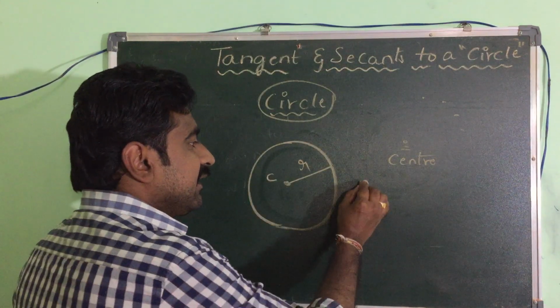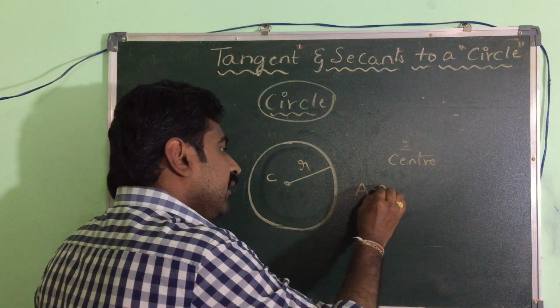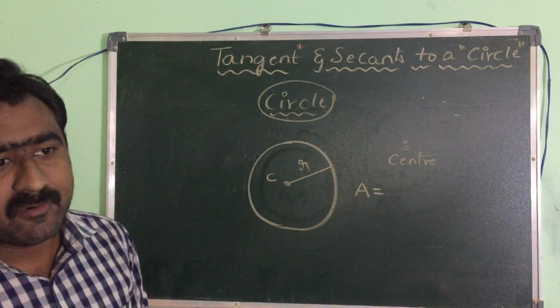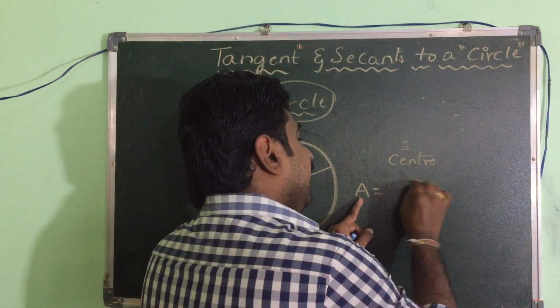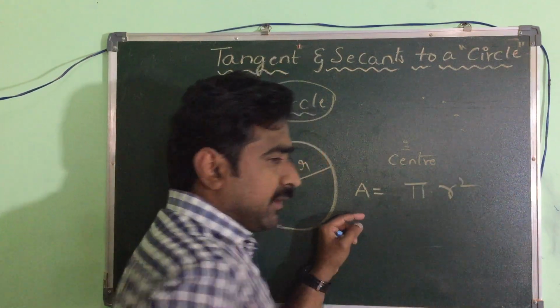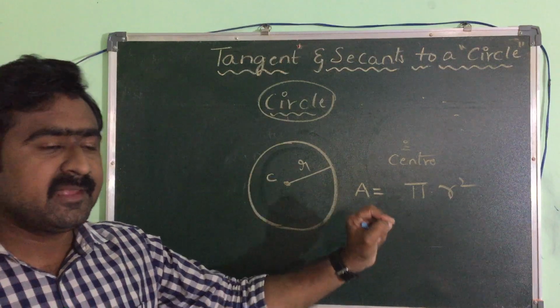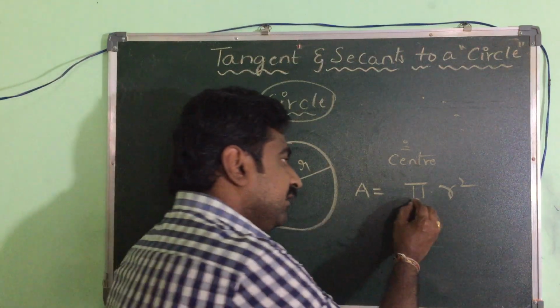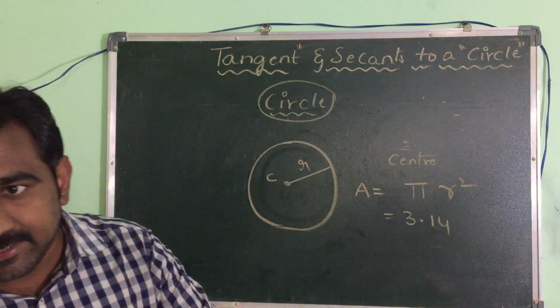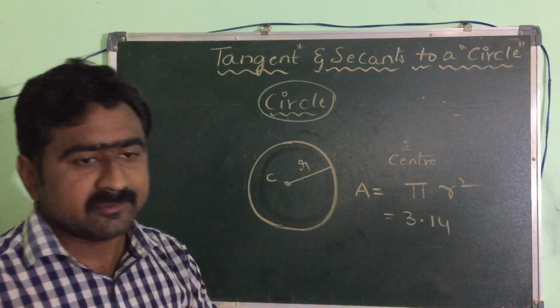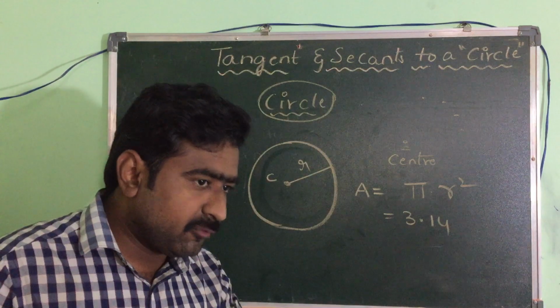How do we calculate the area of such a circle? The area of the circle is given by the formula pi r square. This is the formula to calculate the area of a circle. Pi we take as 3.14 or 22/7; we can take either 22/7 or 3.14.